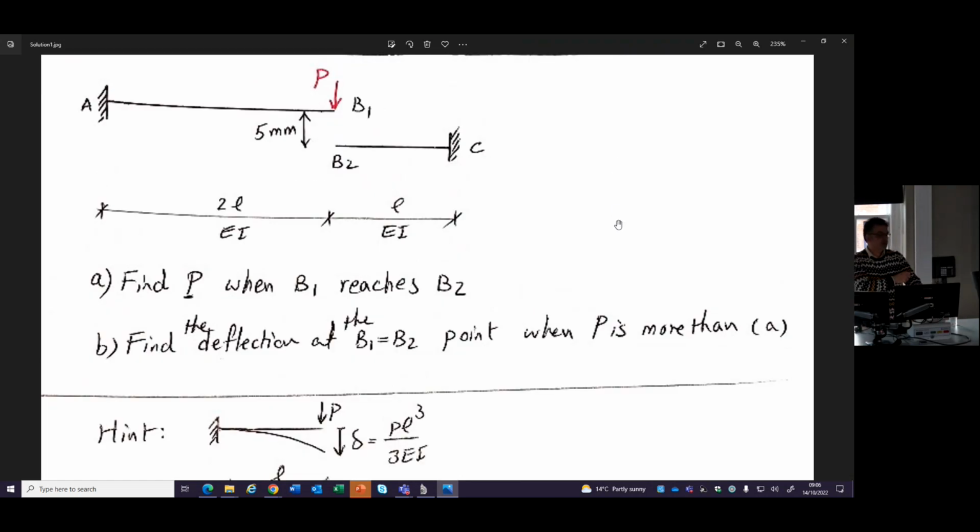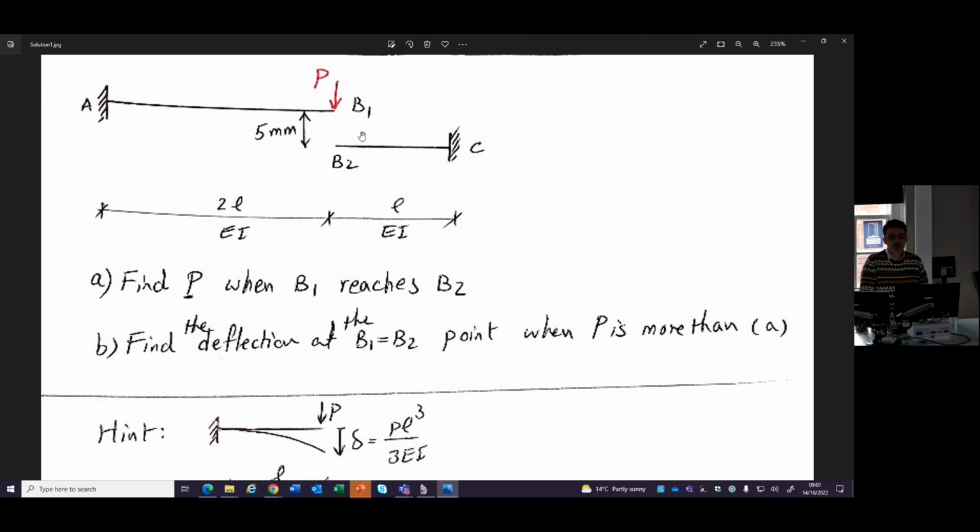So these are two beams, two cantilever beams, one here and one here, A, B1 and C, B2. The difference of these points, B1 and B2, is 5 millimeters. So when you put P here as an external force and you start to increase P, the B1 will deflect, gets down, down, down until it reaches the B2 point. Before it reaches the B2 point, nothing happens for the right cantilever beam. It doesn't have any forces on it.